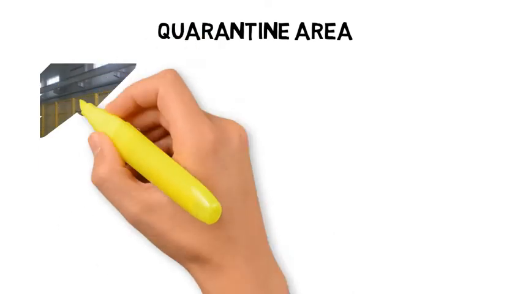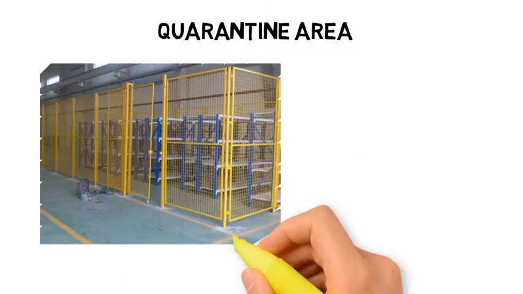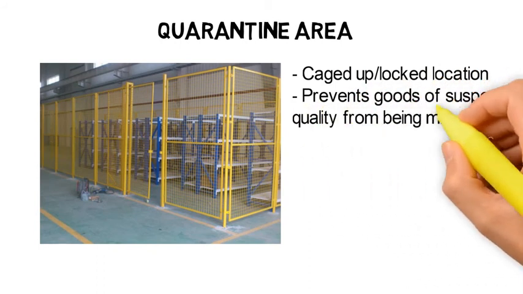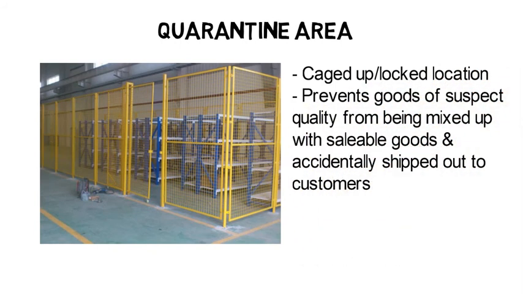The quarantine area is always a segregated and clearly marked out area. In some cases, it is caged up and locked. The objective of such an area is to prevent goods of suspect quality from being mixed up with saleable goods and accidentally shipped out to customers.